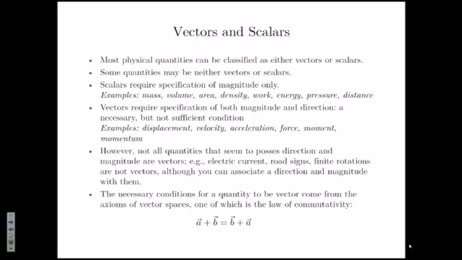So, for example, electric current. Okay, electric current seems to have both direction and magnitude, right? You know, if I have a wire, I lay it down like this, I could say there is a 5 ampere of current passing through this wire, and whichever direction I lay this wire in, that will become the direction, right? Rotations, finite rotation, they all seem to have both direction and magnitude, but none of them are vector quantities. And the reason they're not vector quantities is this law. They don't satisfy this law.